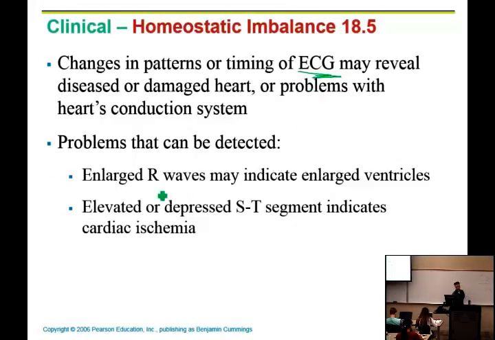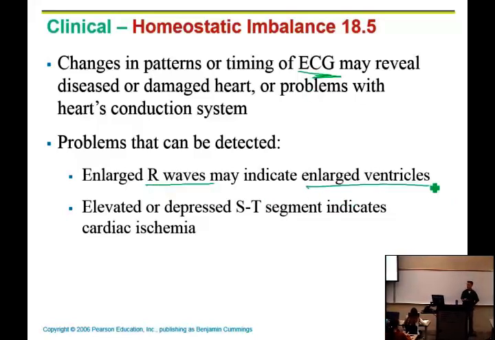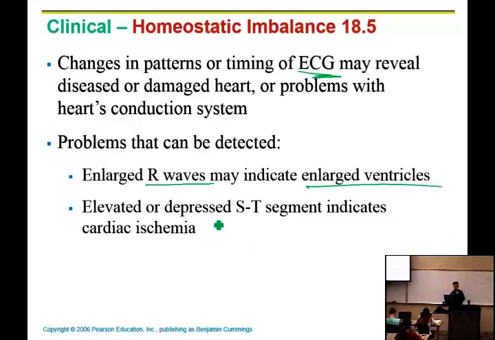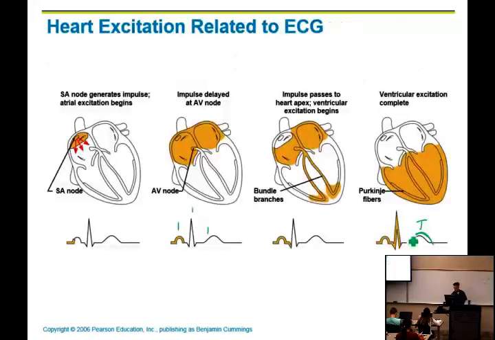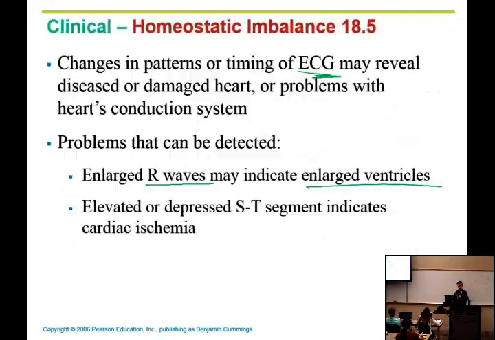When we look at the QRS wave, like that R wave, the big peak, if you have enlarged ventricles for whatever reason, then that peak is going to be even bigger because there are more cells contributing to that signal. If you look at this ST segment, that's between the S wave here and the T wave here, that's where the ventricles are supposed to be contracting.